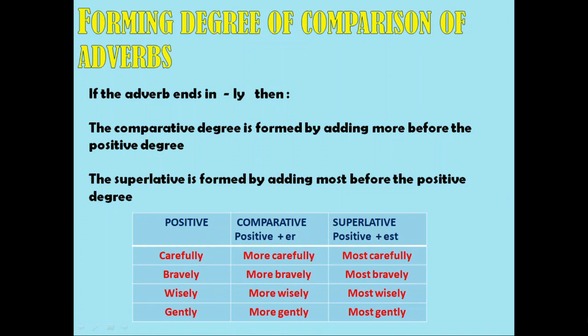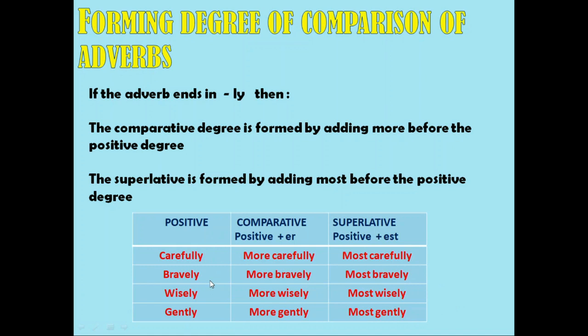If the adverb ends in ly, then the comparative degree is formed by adding more before the positive degree. The superlative degree is formed by adding most before the positive degree. Now let us see the table. Carefully is the positive degree. So to change it to the comparative degree, we will add more before the word carefully. And to form the superlative degree, we will add the word most before the word carefully.